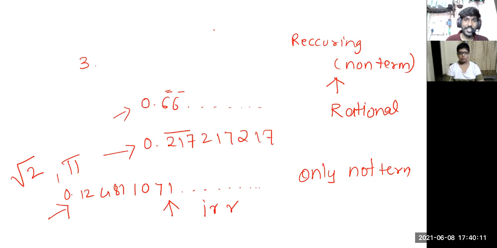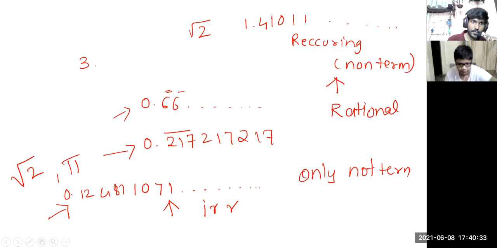If you actually find out the value of root of 2 by division method, you will get 1.4101 something, non-stop. Nothing will be recurring. No number will be repeating itself. Such type of numbers are called irrational numbers. Did you get the difference? So there are two types: recurring non-terminating, and only non-terminating.